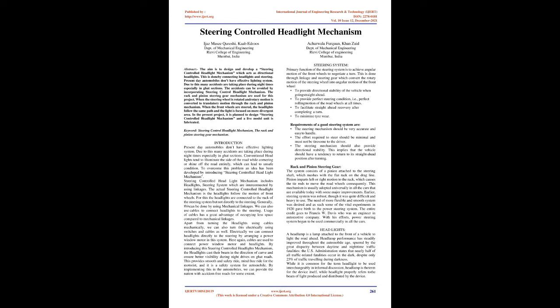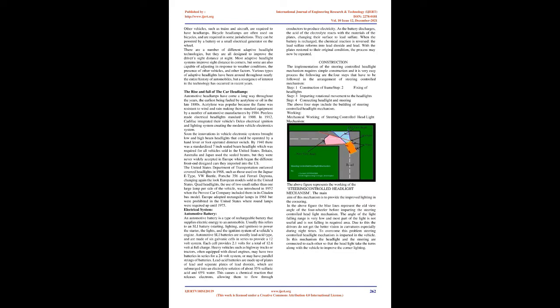Apart from turning the headlights mechanically using cables, we can also turn them electrically using switches and cables. Electrically, we can connect headlights to the steering by arranging a power window motor in the system. Here again, cables are used to connect the power window motor and headlights. By introducing this steering controlled headlight mechanism, the headlights cast their beam in the direction of the curve and ensure better visibility during night drives on ghat roads.